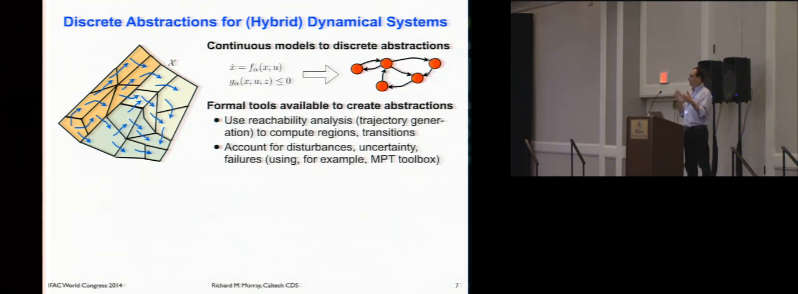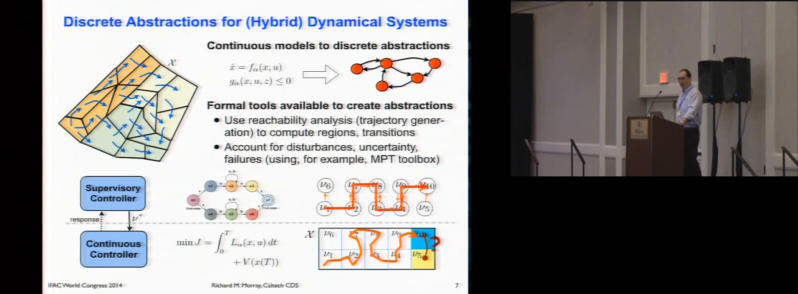But one of the things that's nice is, and if you're interested, I'm happy to tell you the details, the tools from control theory allow us to actually create this discrete abstraction in a way in which it is a proper simulation relation. So anything we see in the discrete abstraction, there exists a trajectory in the continuous system, and any trajectory in the continuous system, there exists a trajectory in the discrete abstraction. And that's, of course, the property that we care about.